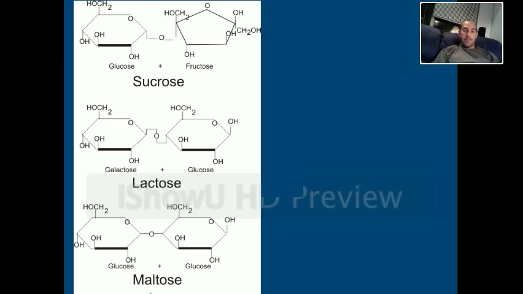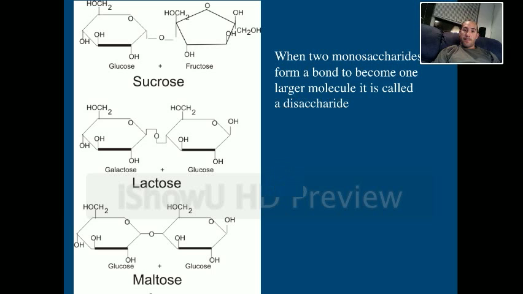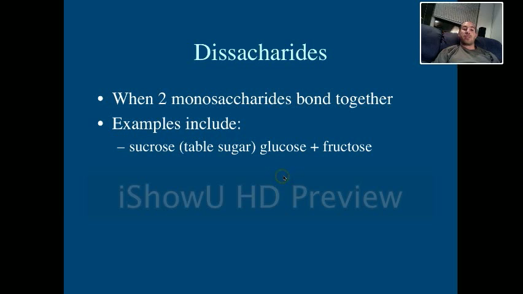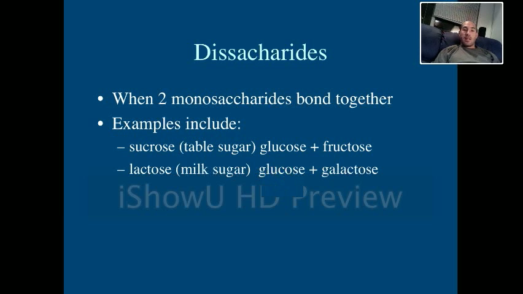If you take a look here, we've got sucrose, lactose, and maltose. All three of those are disaccharides, 2 sugars. Remember, saccharide is sugar. When you hear peptide later on, it's protein. Peptide, protein, saccharide, sugar. Disaccharides are 2 monosaccharides bonded together. Sucrose is glucose and fructose. Lactose is glucose and galactose. Maltose is glucose and glucose.